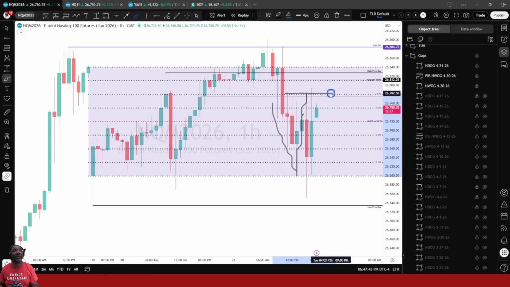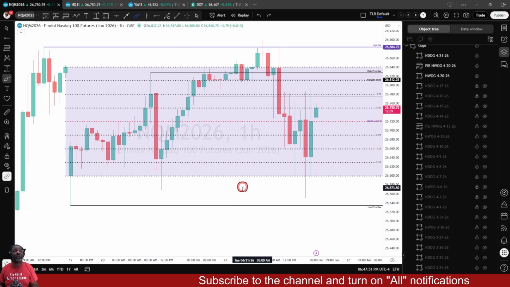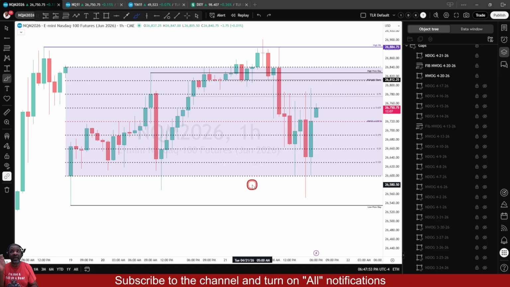all the way up to the upper quadrant, okay, and then came all the way back down and swept out that liquidity. It's some liquidity that we pointed out on the pre-market analysis this morning.